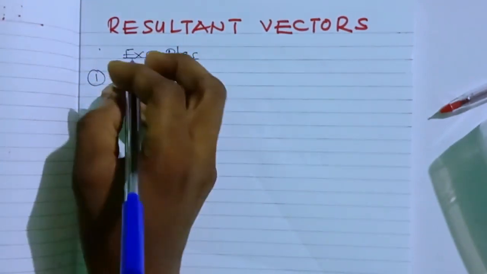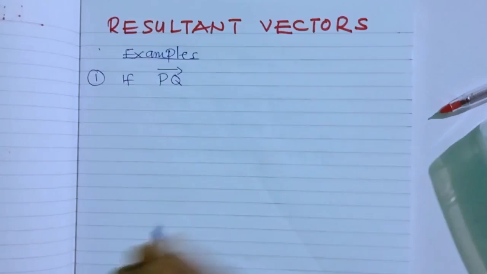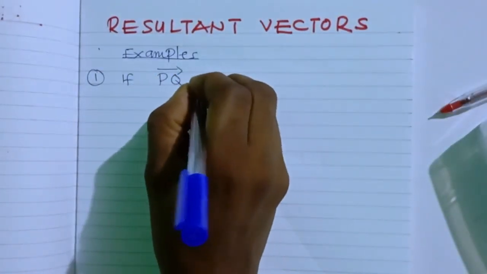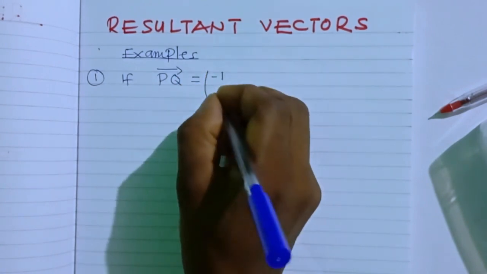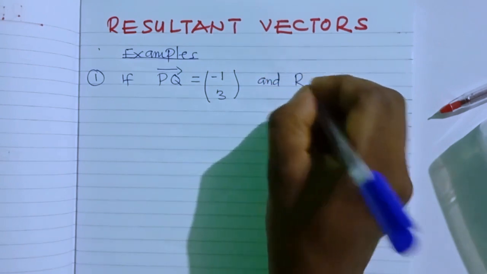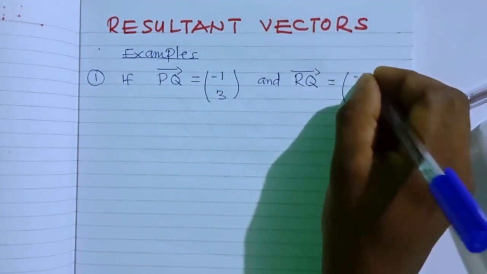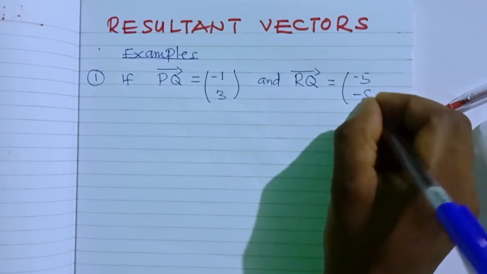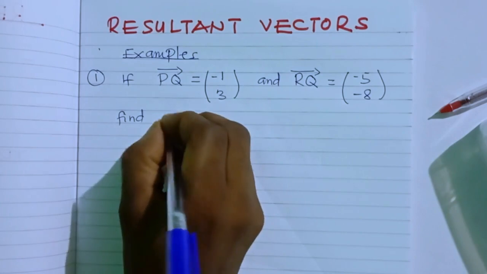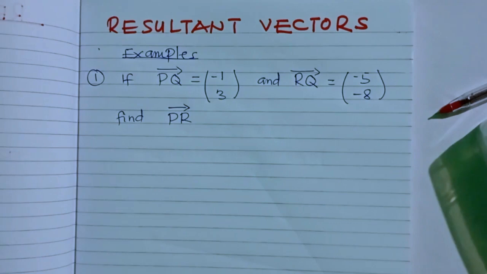Examples. Number 1. If vector PQ, so whenever you're writing a vector, you put the arrow on top. If vector PQ is equal to (-1, 3), and vector RQ is equal to (-5, -8), find vector PR.